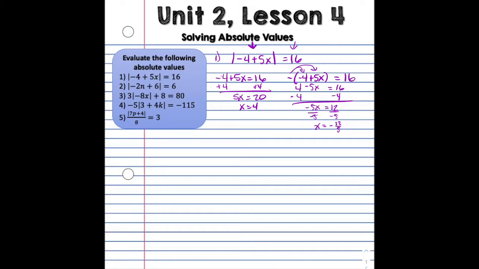I don't think that simplifies any. 5 is a prime number. It doesn't go into 12. So there we are. These are our x-intercepts. So this means when I draw this graph, if I were to graph this, which I'm not going to draw it perfectly, it's going to cross my x-axis at negative 12 fifths and at 4. These are my 2 x-intercepts.